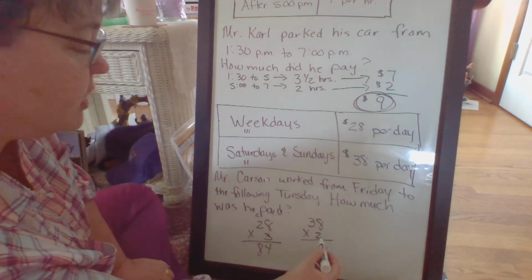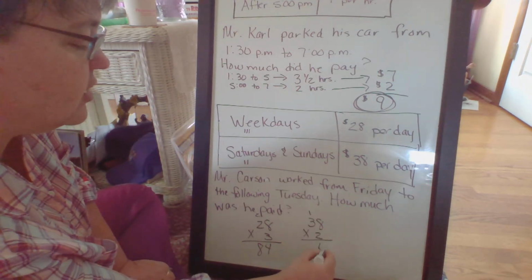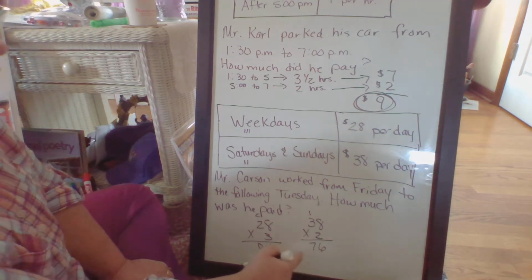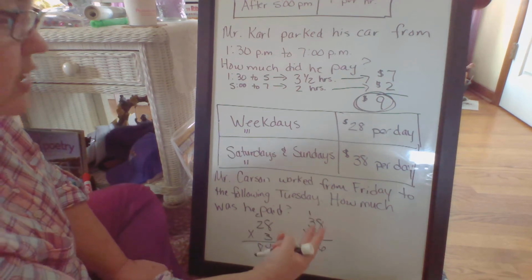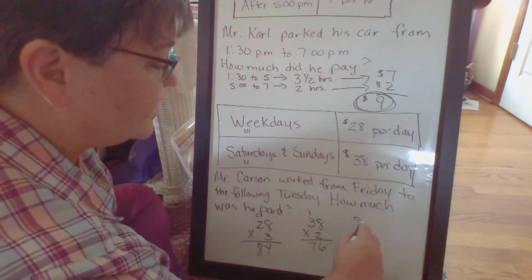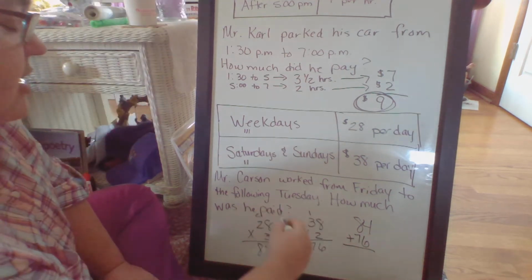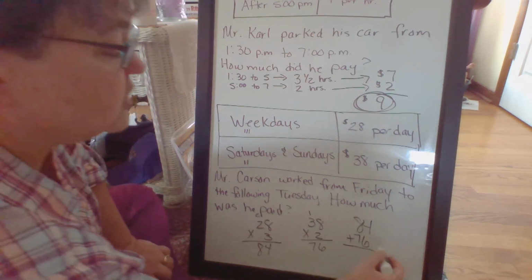Let's multiply this one. 2 times 8 is 16, carry your 1. 2 times 3 is 6, plus 1 is 7, so 76. So he made $76 in just 2 days. And then we would add 84 and 76 to see how much he was paid in all for those 5 days he worked.